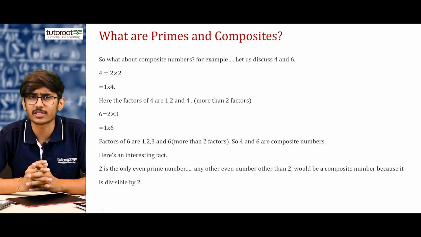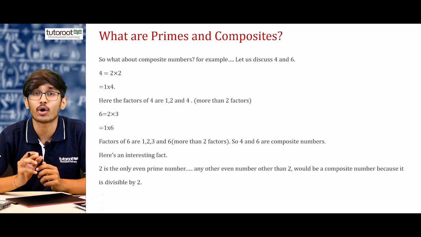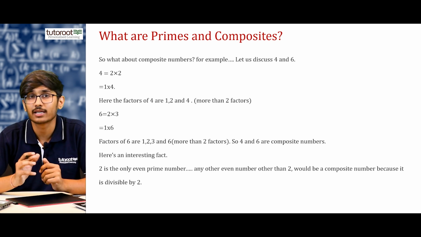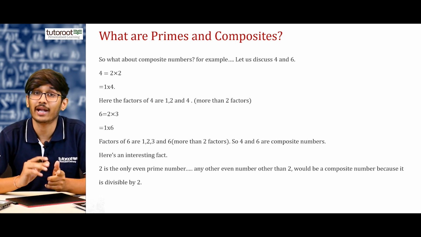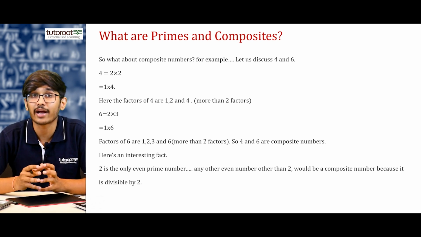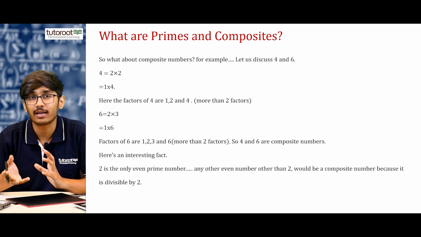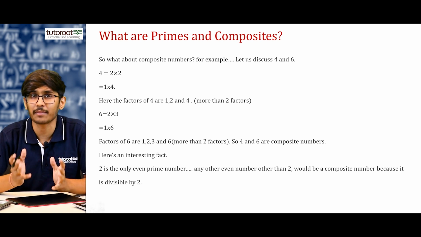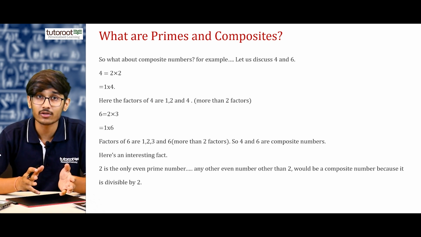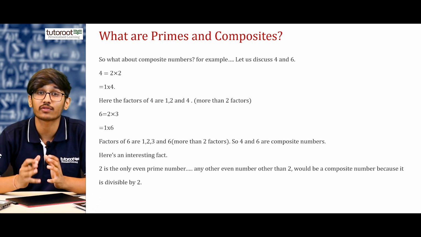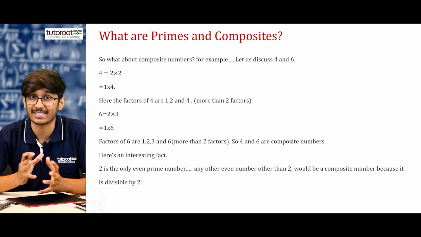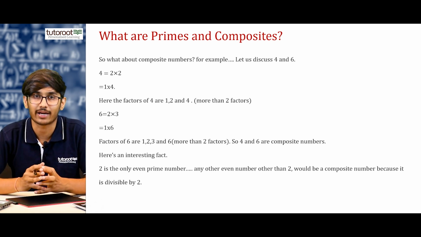So what about composite numbers? For example, let's discuss 4 and 6. 4 can be written as 2 into 2 and 1 into 4. Here the factors of 4 are 1, 2 and 4, more than two factors. So let's look at 6 also. 6 can be written as 2 into 3, 1 into 6 and 3 into 2. So the factors of 6 are 1, 2, 3 and 6. So it has more than two factors. So 4 and 6 are composite numbers.